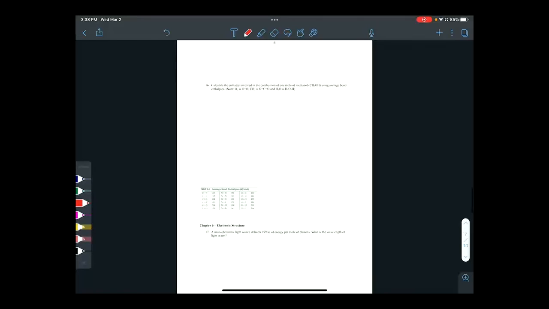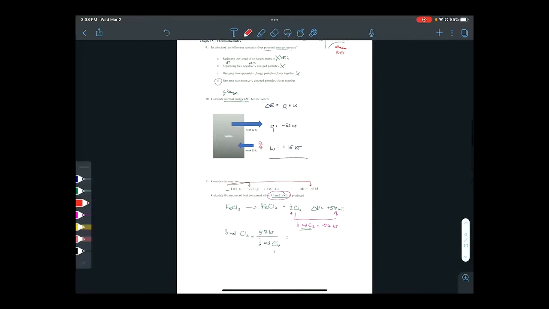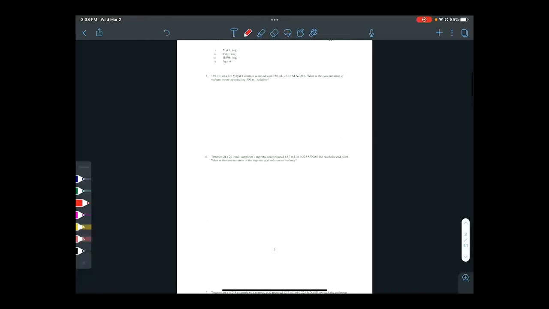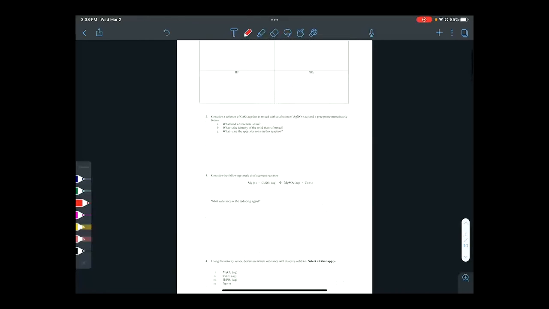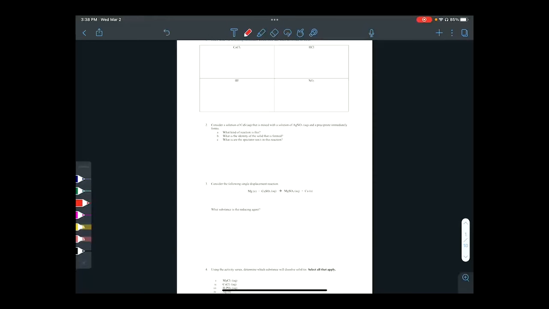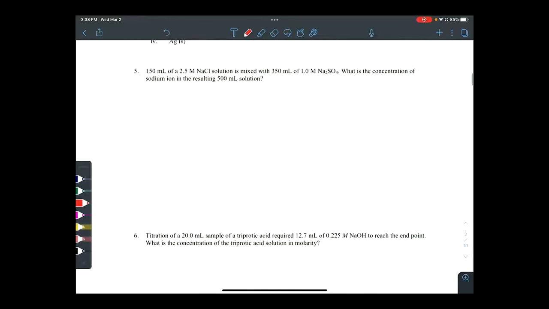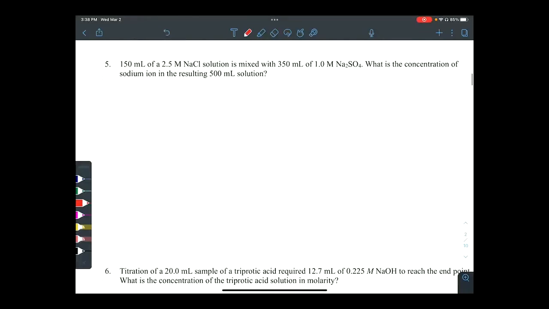Do you want to go to what chapter? 4. Okay. Let's do, can someone throw out a question number? 5. Okay, yeah. All right, so 5. We have sodium chloride and sodium sulfate. What's the concentration of sodium ions in the resulting solution? So the concentration of anything in molarity, so we're trying to find molarity of sodium plus.